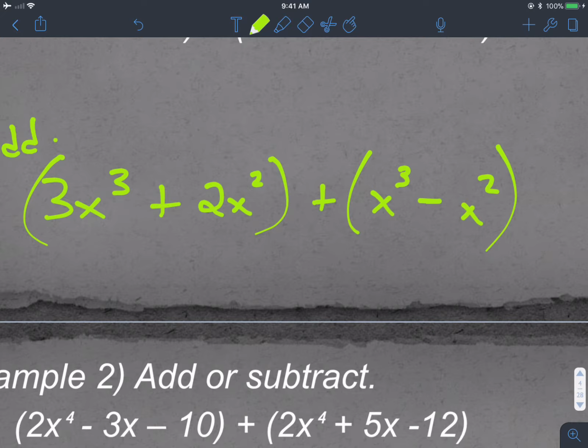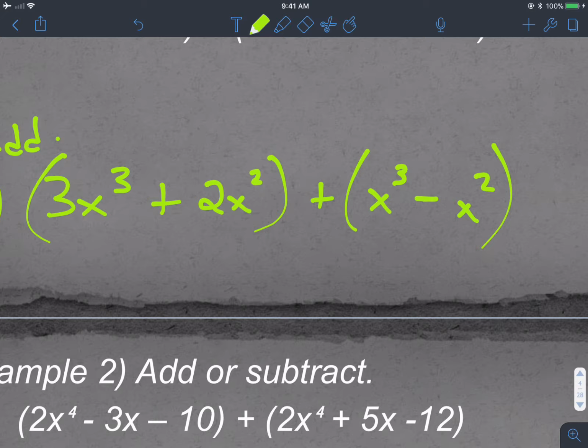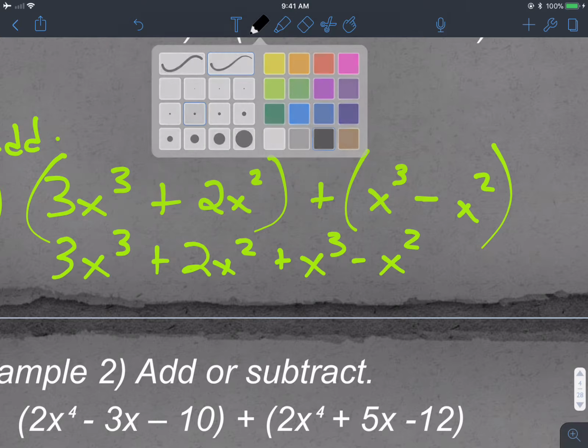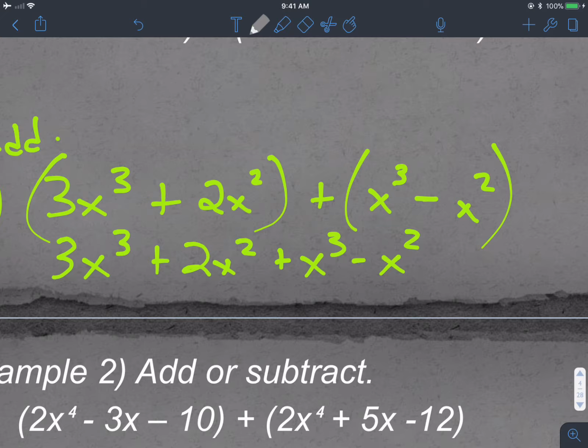So I'll do this one first. Notice that they put parentheses there. When it's addition, it means nothing. It's the exact same way as writing this. And we know how to go from there, right? You have 3x to the third plus x to the third would be 4x to the third.